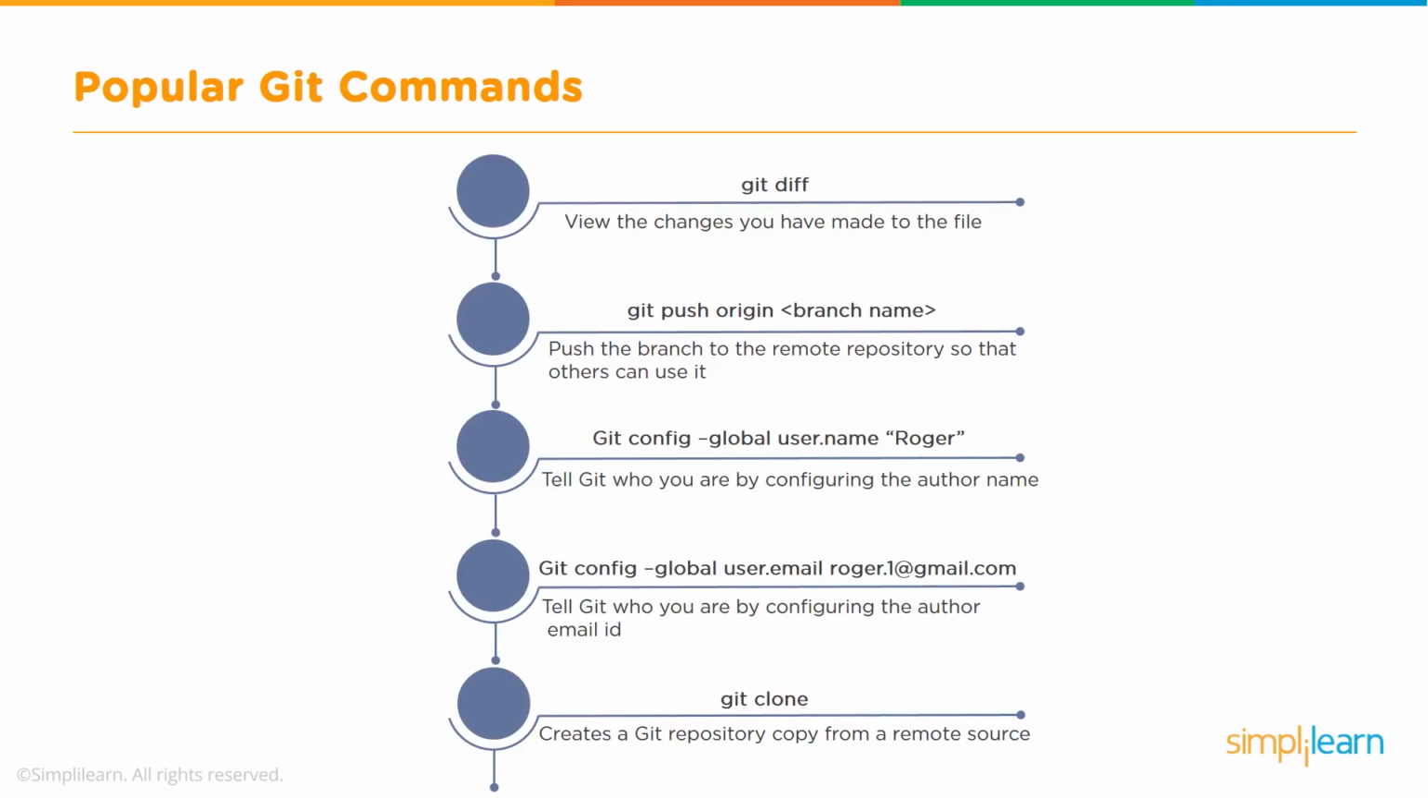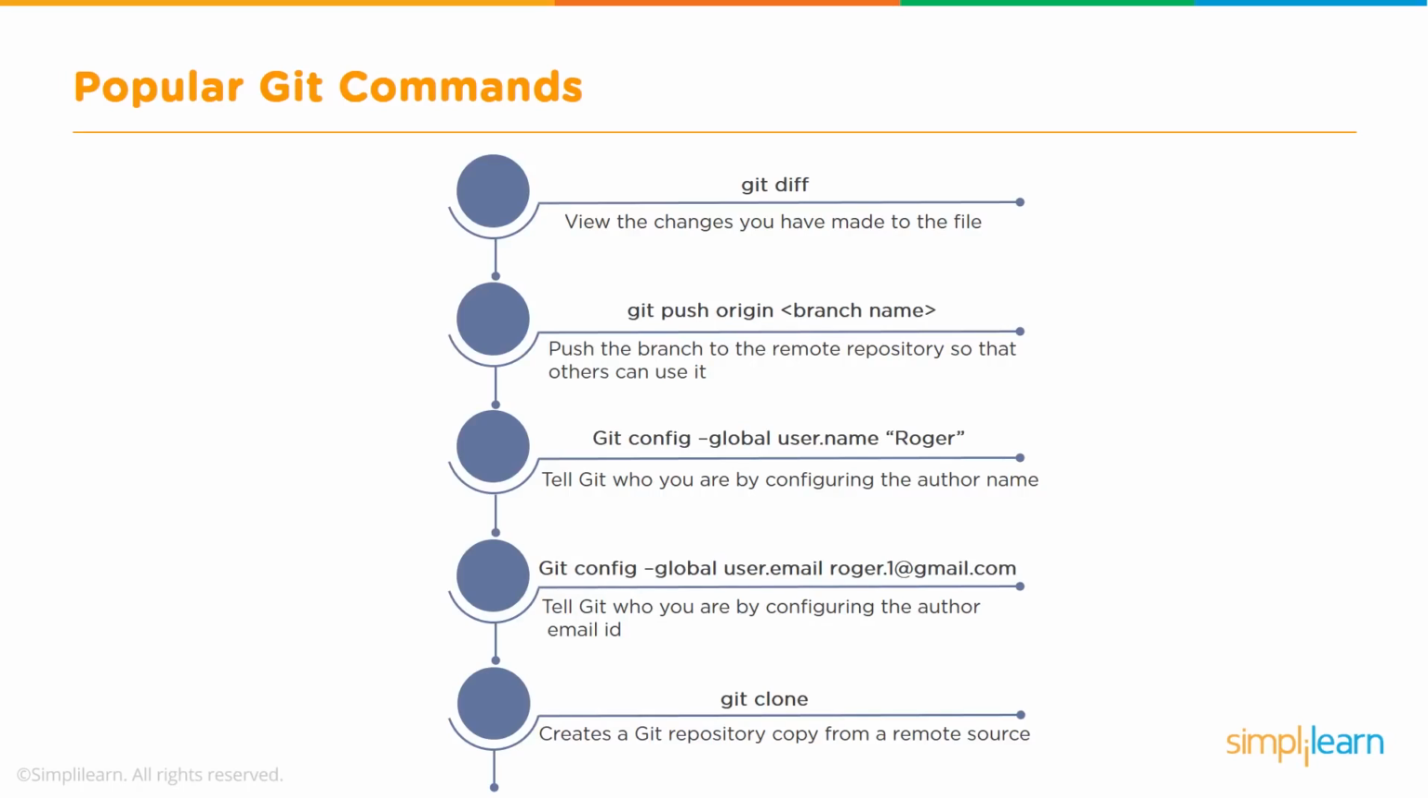And this is what you would do at the end of your project. Git config --global user.name will tell Git who you are by configuring the author name, and we'll go through that in a moment. Git config --global user.email will tell Git the author by the email ID.